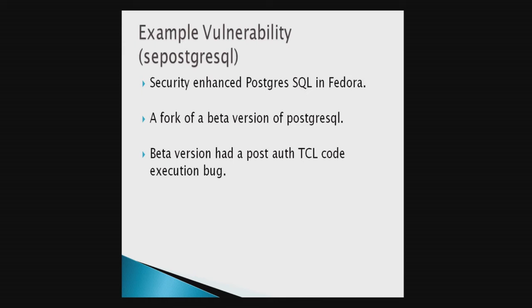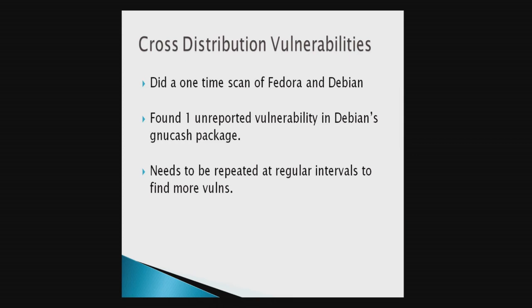That cross-distribution thing that I was talking about, where Firefox in Debian has the same vulnerability as Firefox in Fedora. We did a one-time scan of Fedora and Debian, and we found 1 unreported vulnerability in Debian's genie cache package. I think if we run this at regular intervals, we'll probably get a supply of bugs. Maybe they won't be high-quality bugs, but we'll probably get bugs and vulnerabilities that are useful for developers to fix.